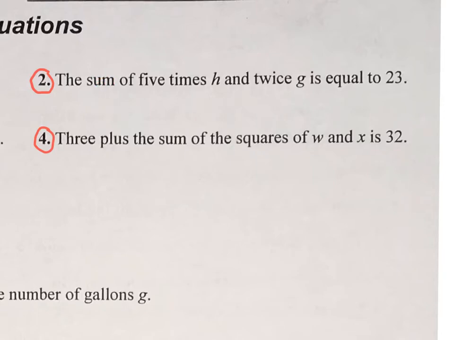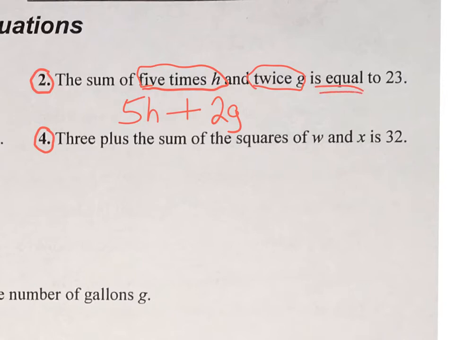Okay, so we're going to be adding, and when it says the sum of 5 times h, that's one thing that we're going to be adding, and twice g, that's another thing we're going to be adding. So you're going to put 5 times h plus twice g, that's 2 times g. And then it says is equal to, so you put is equal to 23.